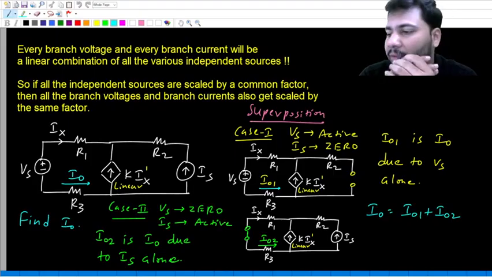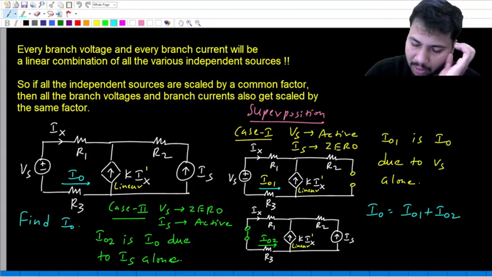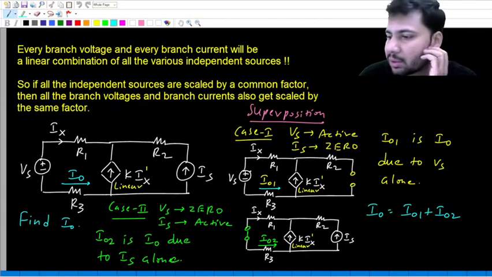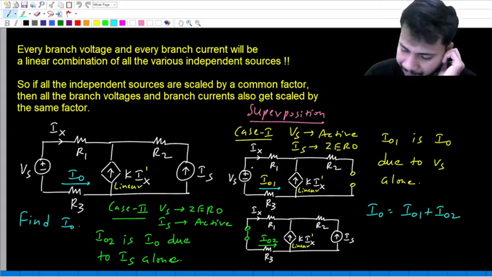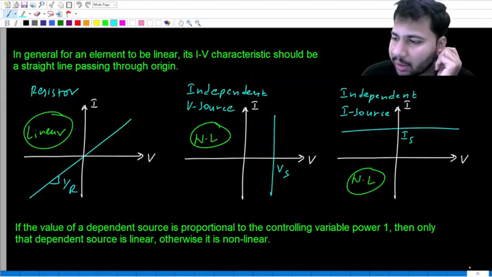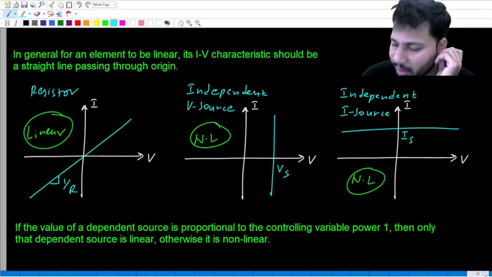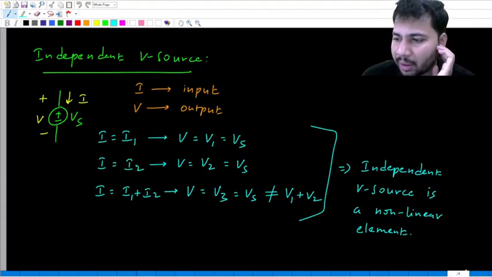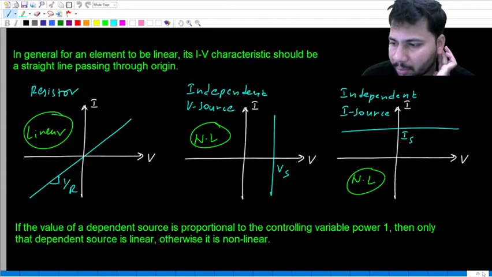So in the last session we completed mesh analysis and also introduced you to our first network theorem, which is the principle of superposition. This superposition can be applied to any linear network or linear circuit driven by two or more independent sources. And you know how to identify if any given network is linear or not. If it is linear, we can always use superposition.